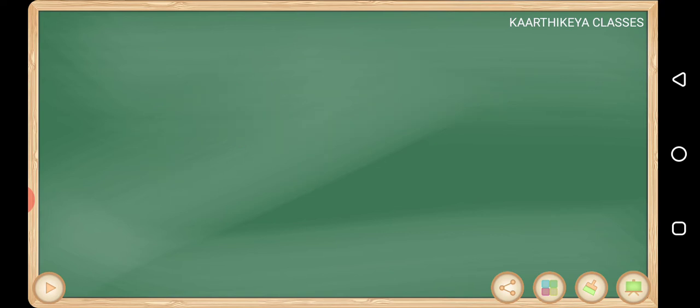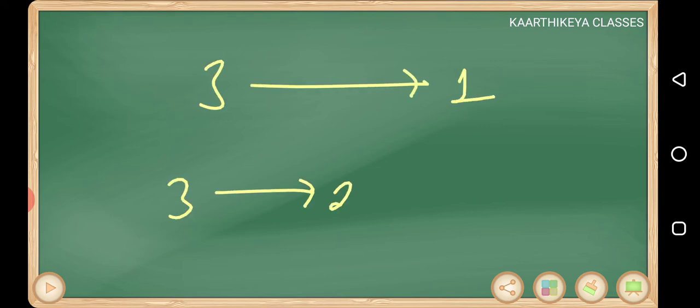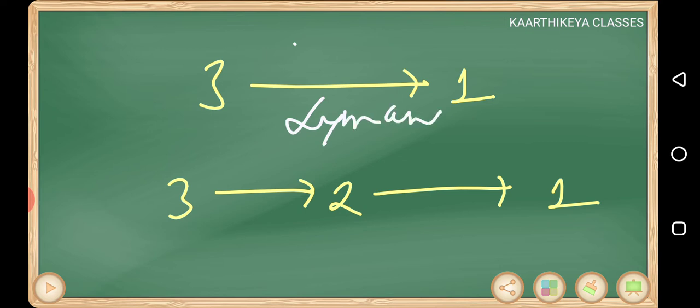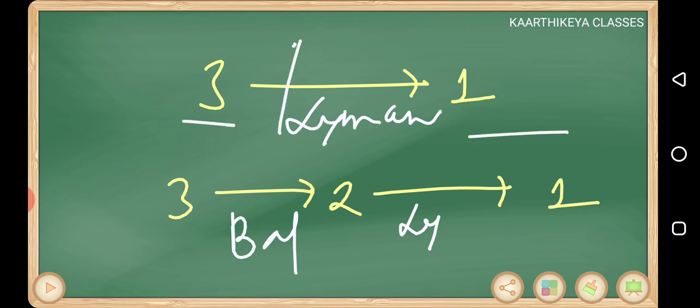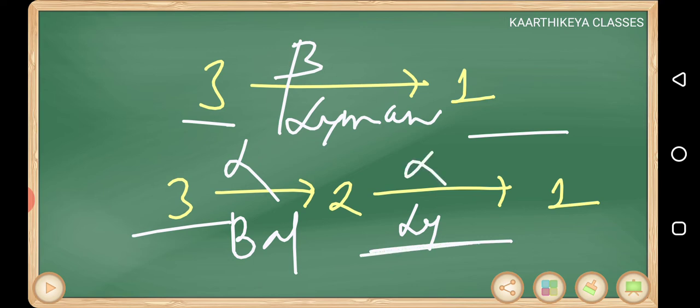Okay, one more example, you see: 3 to 1, 3 to 2, 2 to 1. If this is the case, what are these lines called? This is Lyman series, this is also Lyman series, and this is Balmer series. And here the difference is 2, so this is a beta line. Here the difference is 1, so alpha line. Here the difference is 1, so alpha line. Alpha line, beta line, these terms must be known.